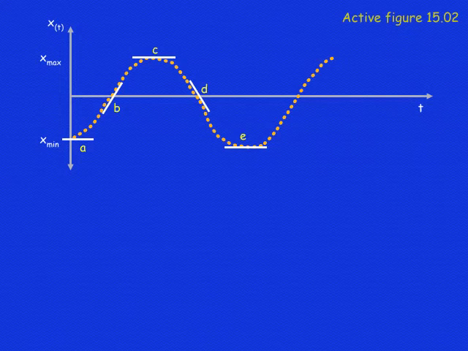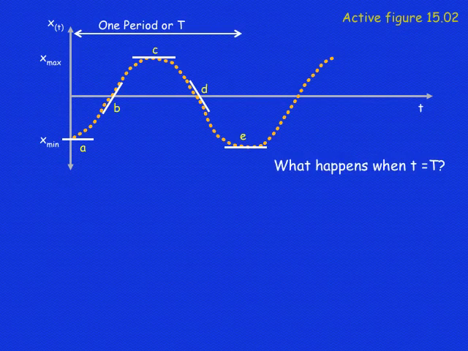And at B and D, the slope is the steepest, which by no coincidence is at the equilibrium, when the kinetic energy is greatest and the potential energy is least. After one period of time, by definition, these simple harmonic motions repeat themselves. So A and E would be identical physical locations, negative amplitude or x minimum on our graph. And after E, the motion will be exactly the same over the next period of time.